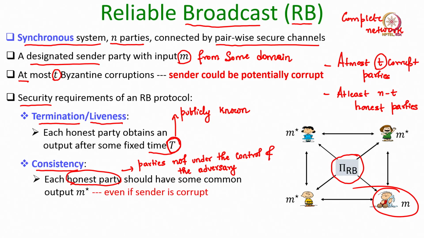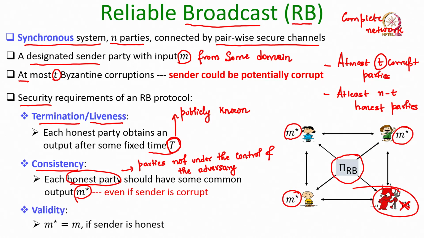That is a consistency requirement, and this m star could be different from m if the sender is corrupt, I stress. Because if the sender is corrupt, then in the first place he may not have an m as its input, it might start with some garbage input. We require that even if the sender starts with a garbage input, at the end of the protocol everyone should have a common output. That is a consistency requirement.